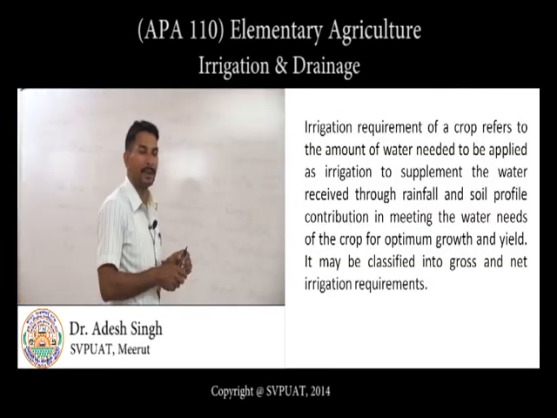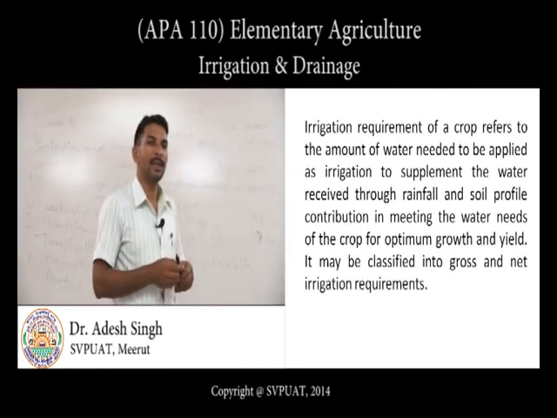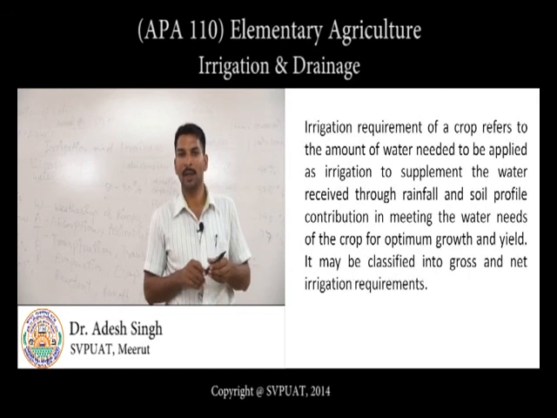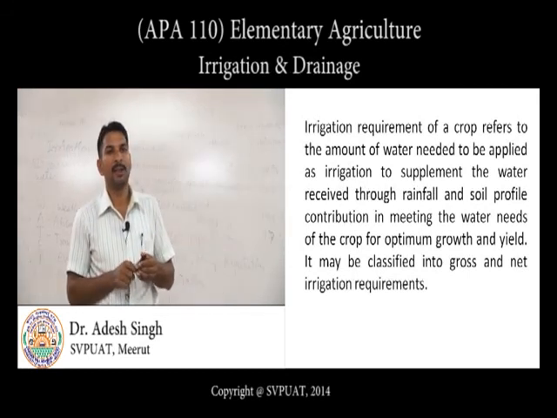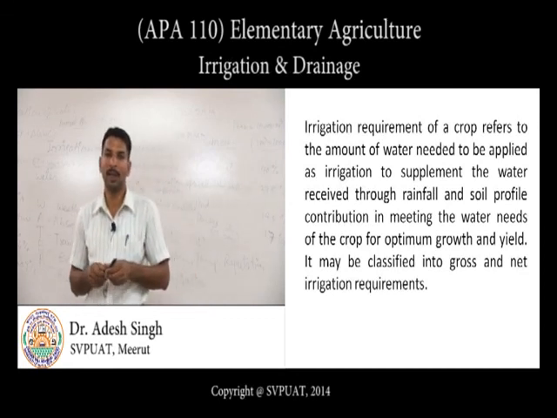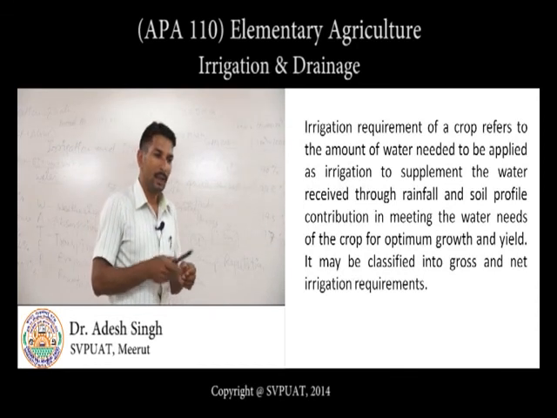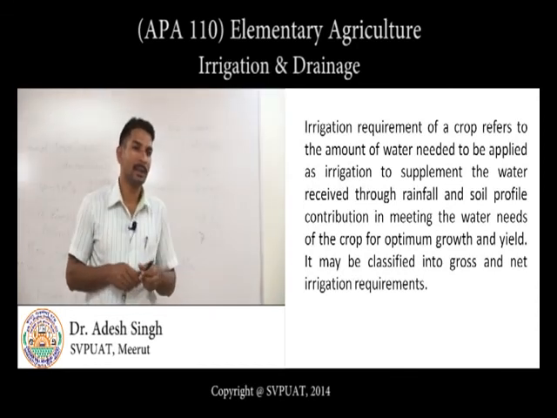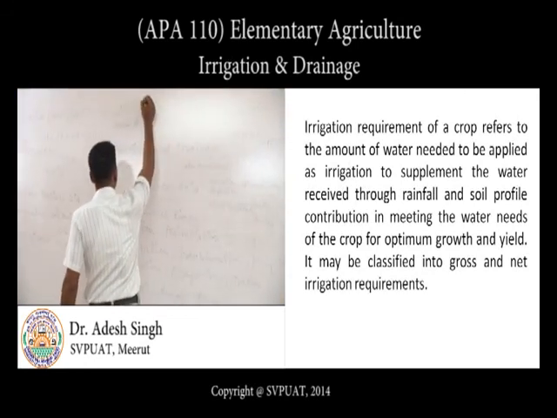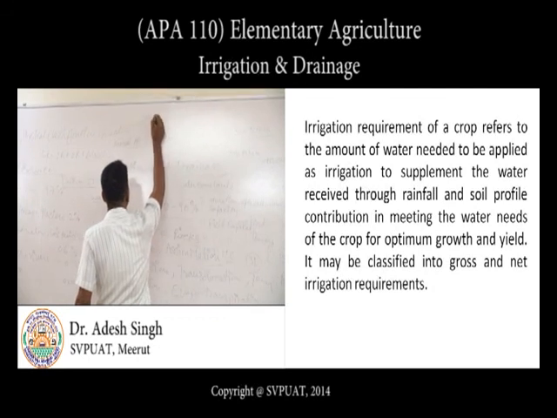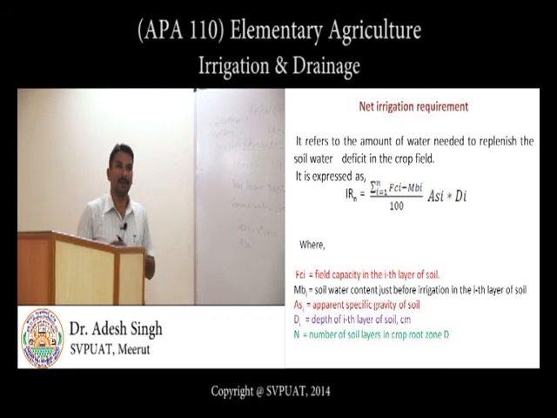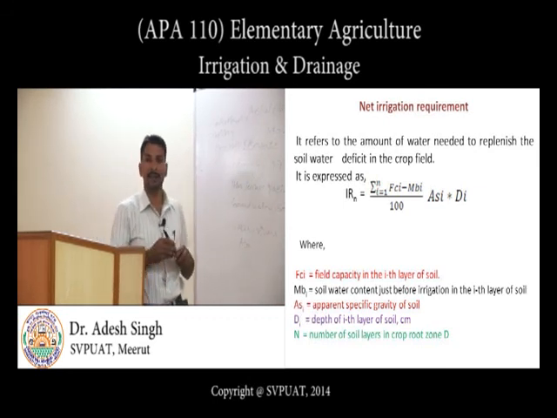Then comes the irrigation requirement. First of all, what is irrigation? Irrigation is the artificial application of water to provide the moisture sufficient for plant growth and development. And this irrigation requirement is of two kinds: one is the net irrigation requirement and the other is the gross irrigation requirement. Firstly, we take up the net irrigation requirement.